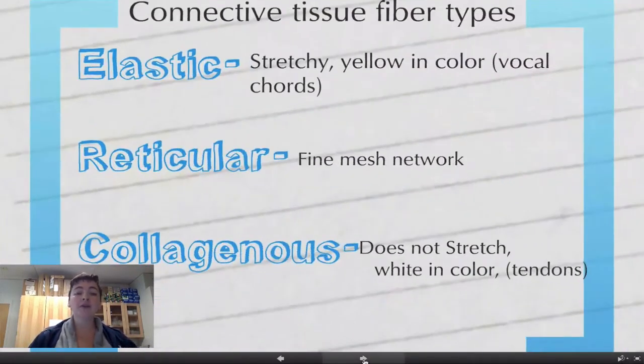There are 3 fiber types found within connective tissue. The fiber types are generally in your matrix of the connective tissue. You have elastic. Elastic is stretchy and yellow in color. You'll find a lot of elastic fibers in your vocal cords. You have reticular. Reticular looks kind of like a spider web making a fine mesh network. And collagenous don't stretch very well, mostly found in your tendons, and they are white in color.